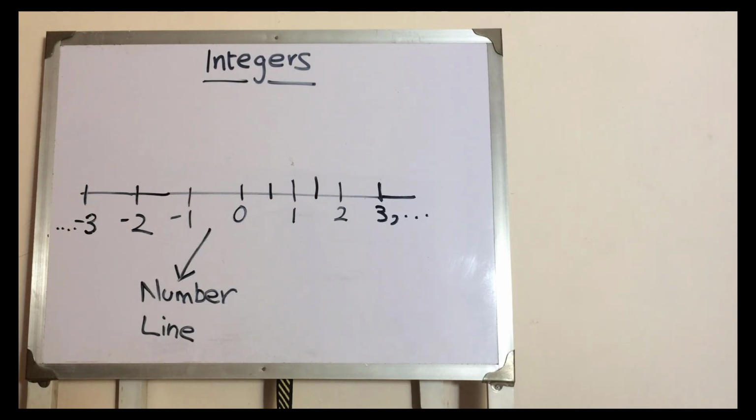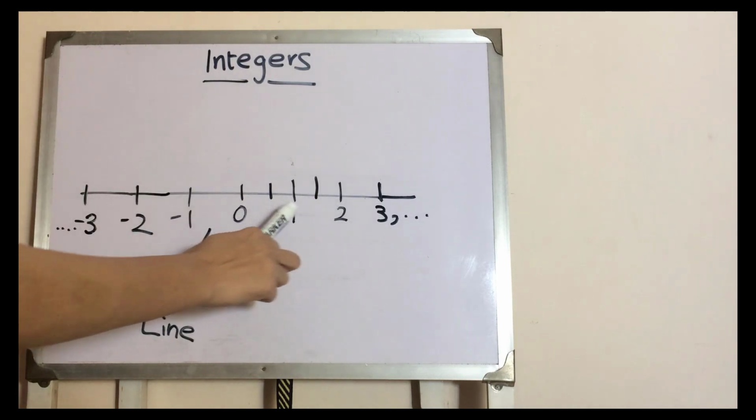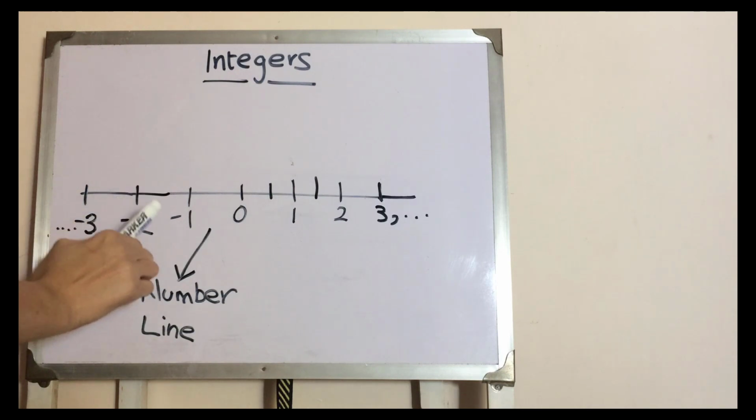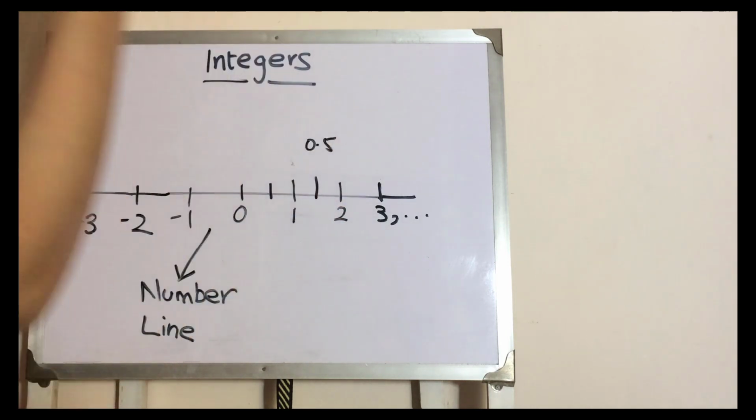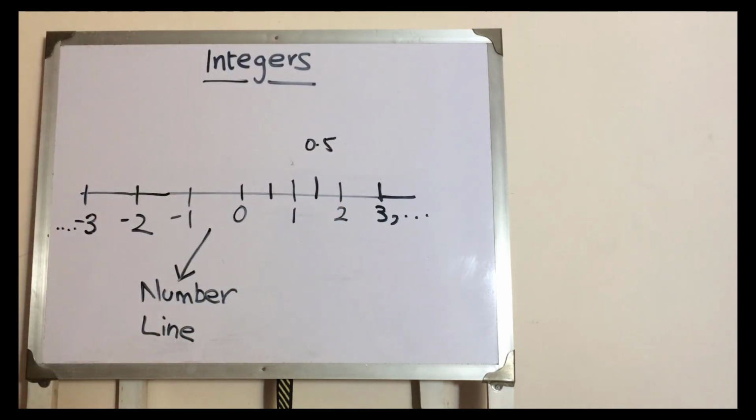Integers: all positive and negative whole numbers including 0 are integers. Okay, so what is it saying? It is saying that 0, 1, 2, 3, minus 1, minus 2, minus 3, they all are integers. Now the question is, I can also see a 0.5 somewhere on the number line. Is it an integer? No, because it has to be a whole number.